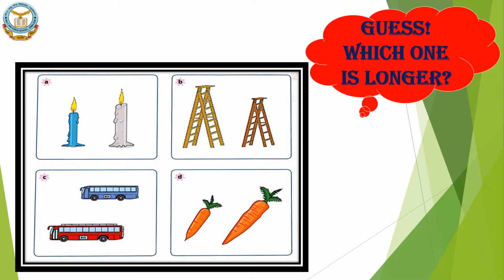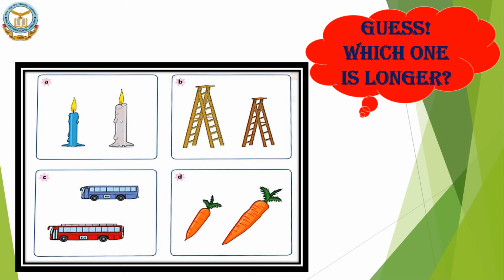Let's start. In picture A, there are two different colored candles, but you have to guess which one is longer. Take your time. Right, the gray one is longer than the blue one. Let's move to picture B now. Guess which one is longer? Absolutely right. The yellow one is longer than the orange one.